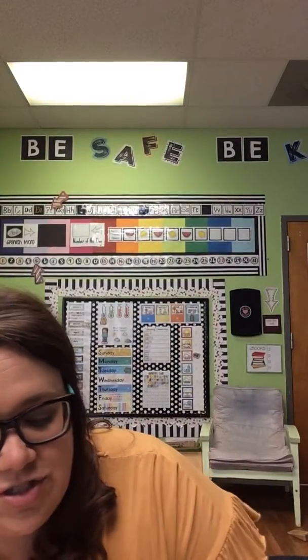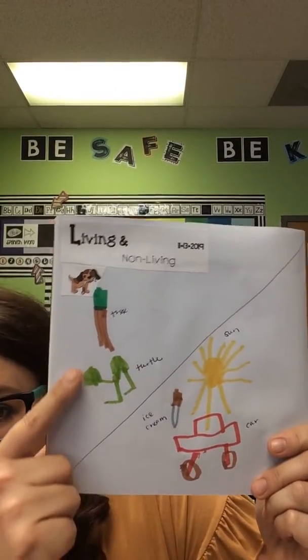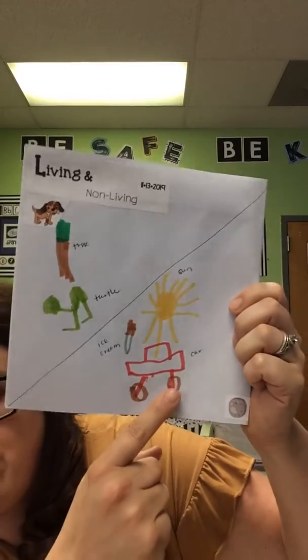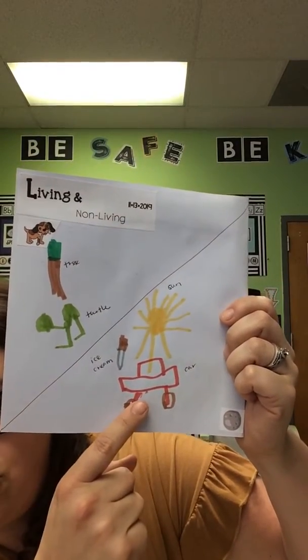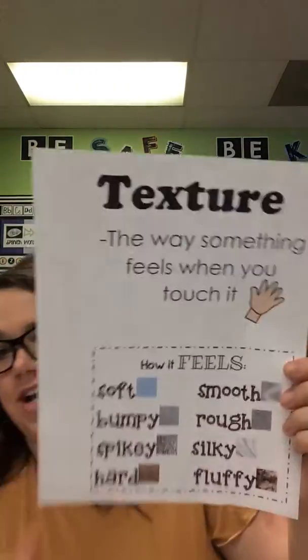And we drew pictures in our journals. Here in this journal, for living, we have a tree and a turtle. And for non-living, we had a car and an ice cream and the sun. Living and non-living.